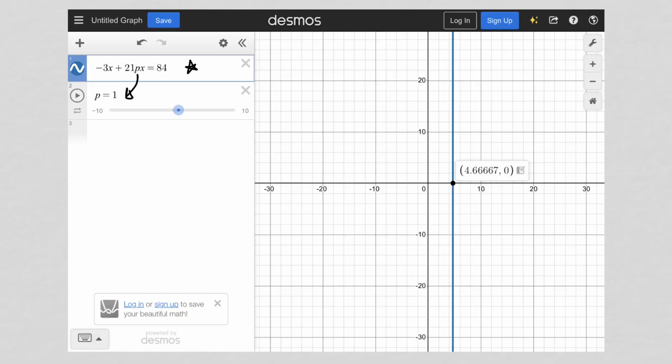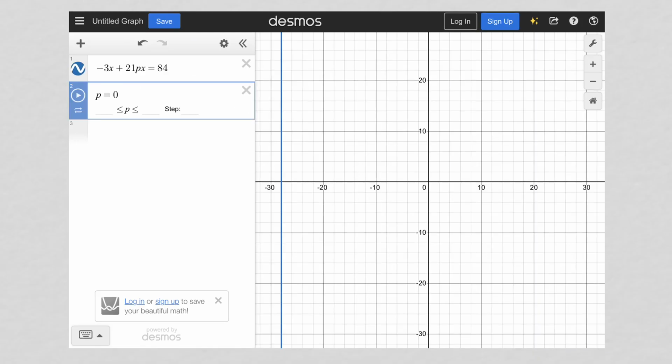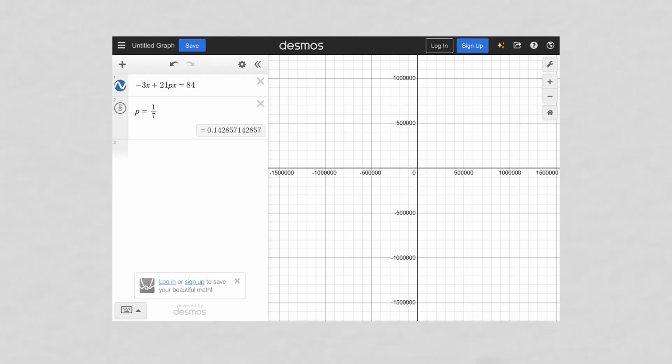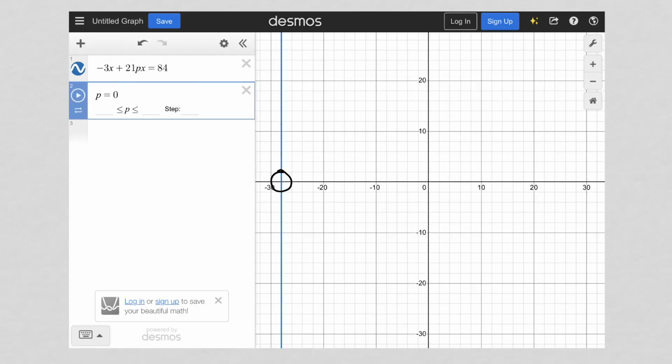So let's try that. So again, by default, it's 1, but I changed it manually to p equals 0. And I can see that I still have an x-intercept there, which tells me that p equals 0 is not correct because we want an answer that has no x-intercept. How about 1/7? So when I set p equal to 1/7, you can see I zoomed out quite a bit, right? These are very large numbers here, and I see no graph at all. So this looks like it's going to be my correct answer, p equaling 1/7, because here and only here we will see there's not an x-intercept associated with p equaling 1/7.